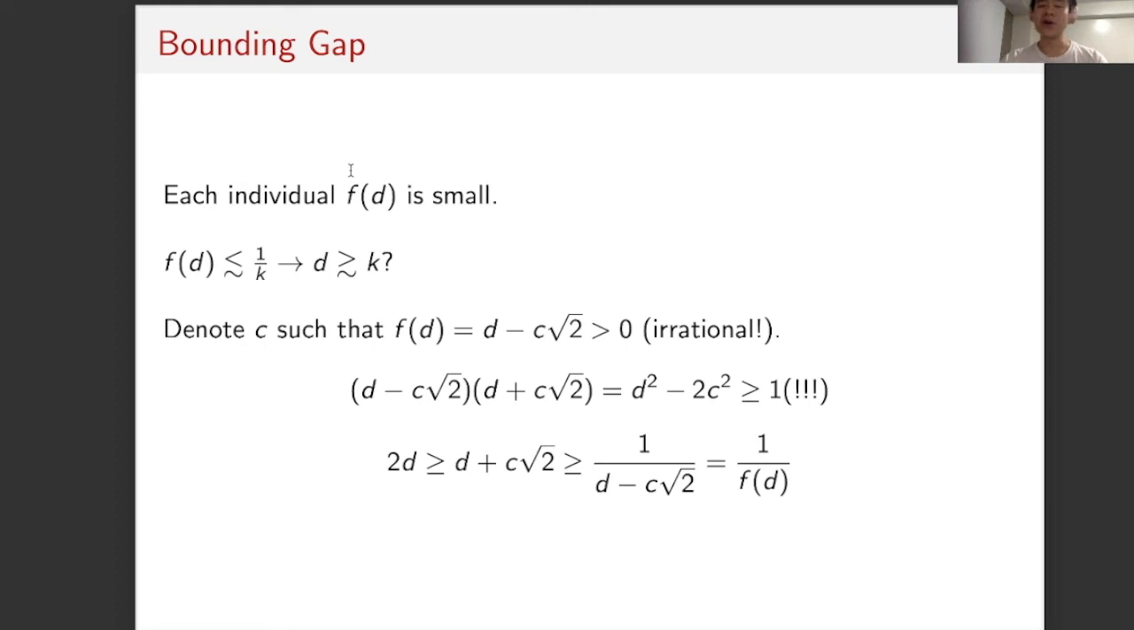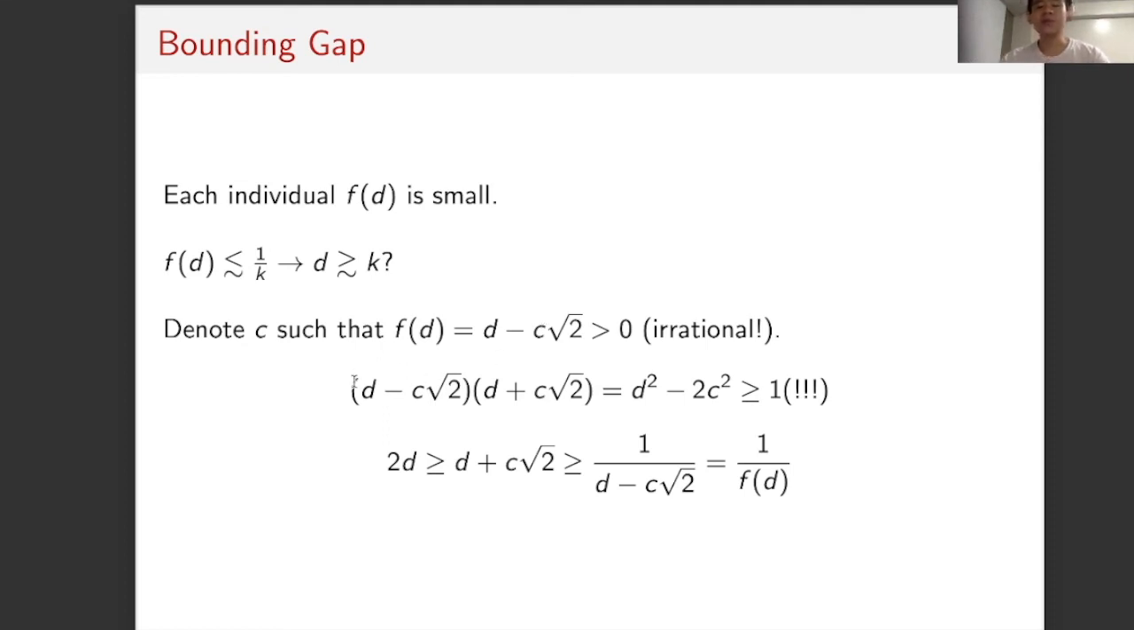Well, it turns out that all we need to do is some clever manipulation of this number f. So recall that for f of d there exists a number c, where c is an integer such that d minus c square root 2 is greater than 0. And why does this one have to be greater than 0? Because square root 2 is irrational, so there's no way d minus c square root 2 equals 0 unless both c and d are 0.